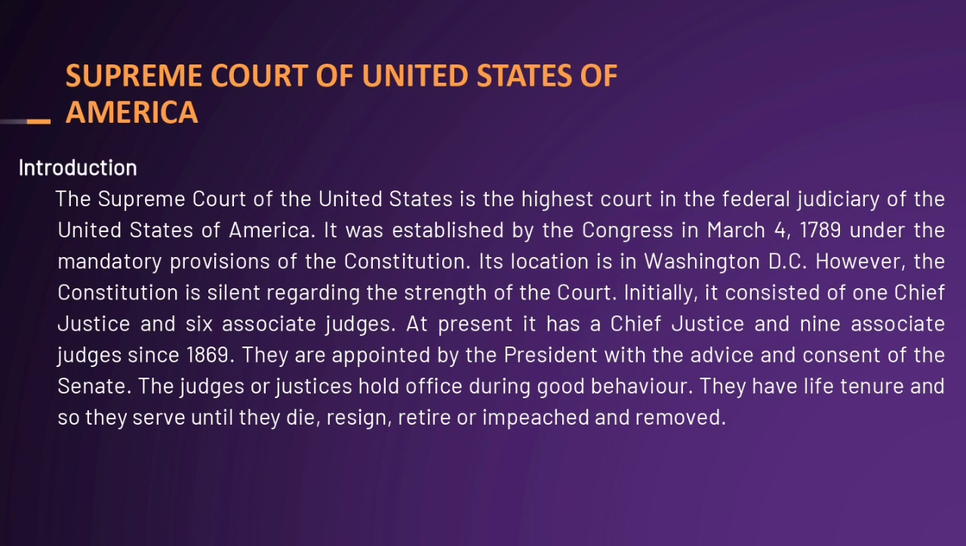At present, the Supreme Court has a Chief Justice and 9 associate judges since 1869. They are appointed by the President with the advice and consent of the Senate. The judges or justices hold office during good behavior. They have life tenure, and so they can serve until they die, resign, retire, or are impeached and removed. Not like in India. In India, the judges of the Supreme Court hold office till the age of 65 years only, and in the High Court till the age of 62 years.